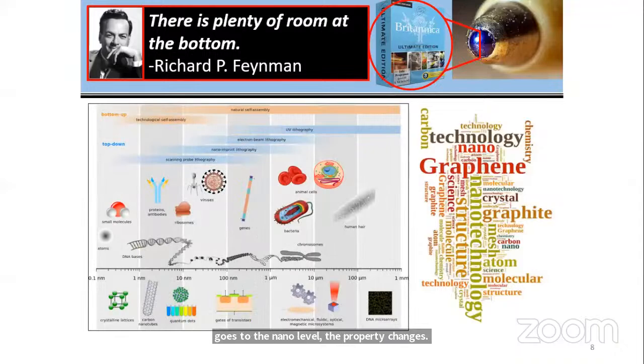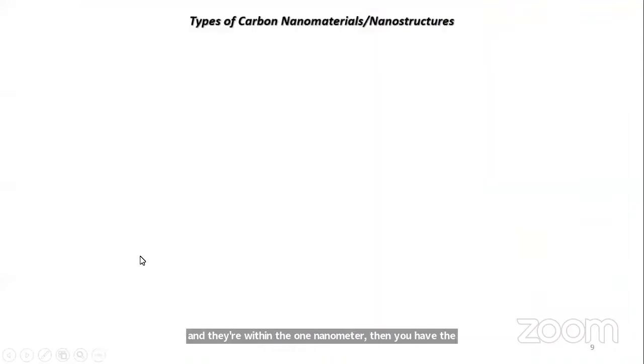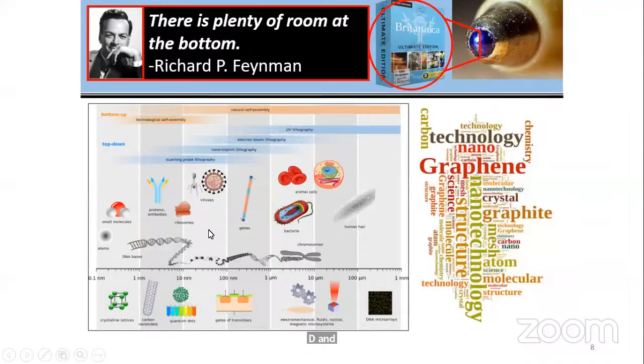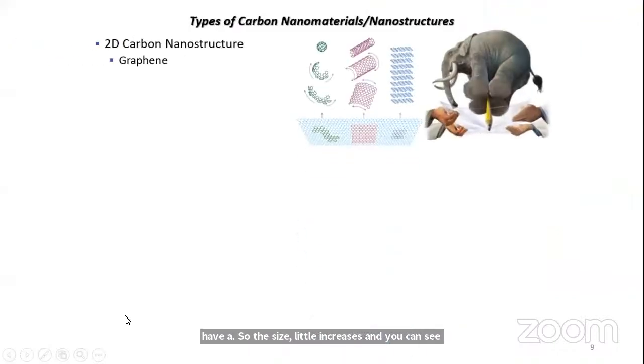You can see here the different molecules listed, and this is the scale: 0.1 nanometer, 1 nanometer, then 10 nanometer, 100, then micron, then 10 micron, 100 micron, and 1 millimeter. You can see that atoms and molecules come within 1 nanometer. Then you have the protein, then antibiotic, then DNA. DNA comes in the nanometer range. And then you have the virus, then genes, then bacteria. So the size increases a little, and you can see that human hair comes around 100 microns. And the crystal.